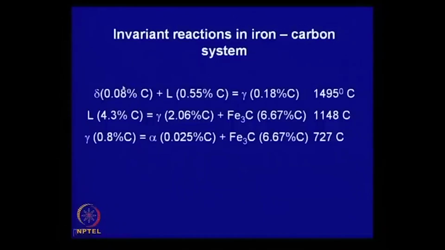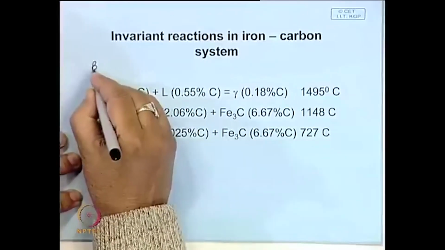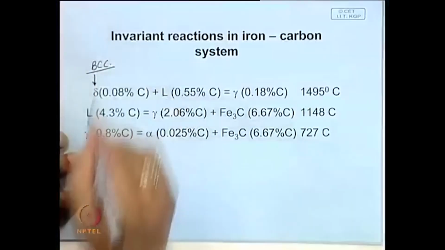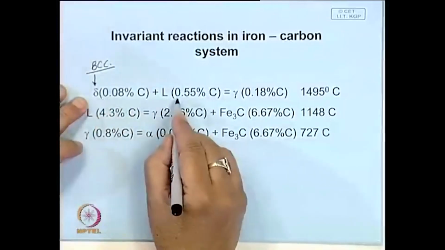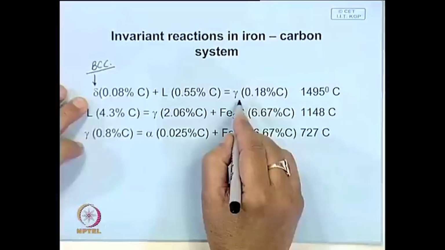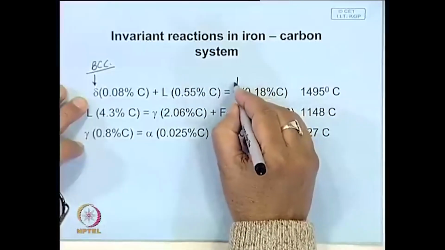Look here: the phase delta is BCC. This is the first phase which comes out, body centered cubic, and here this delta reacts with the liquid and will give you austenite. This is called gamma.